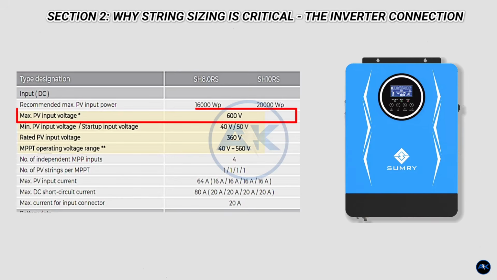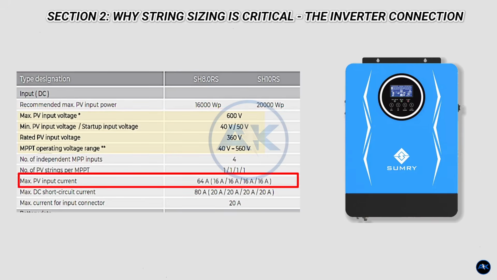Then there's the maximum DC voltage. This is a hard limit. If your string voltage exceeds this, even for a moment, you risk damaging your inverter and nobody wants that. And finally, the maximum DC current. Your string's current must not exceed this value. While current typically doesn't change much within a series string, connecting multiple strings in parallel will add their currents, which the inverter must be able to handle.